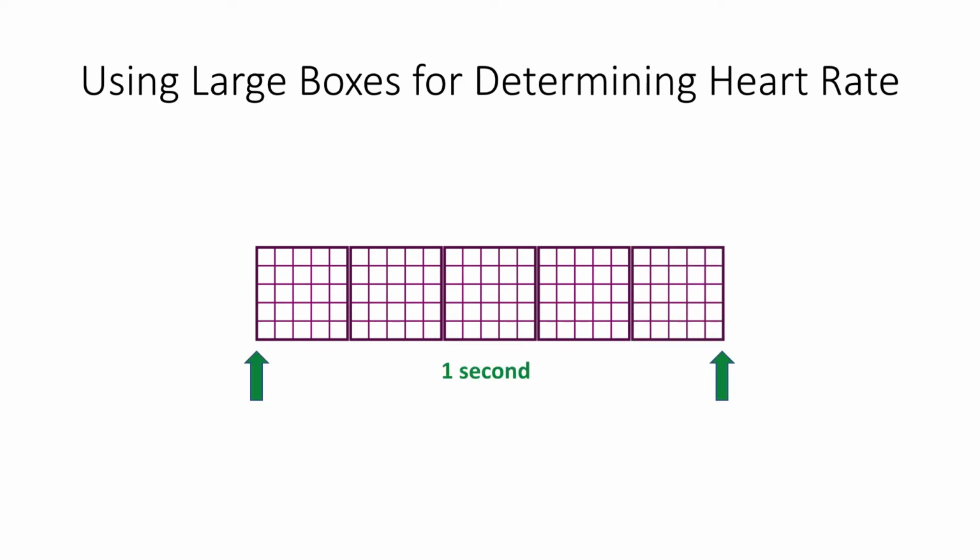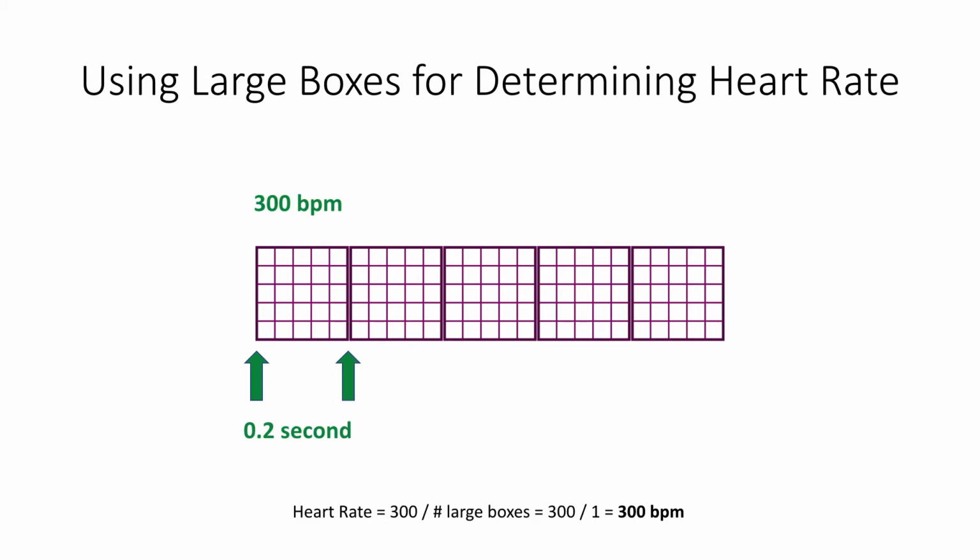So for example, if an event recurs every 5 large boxes, then it occurs once per second. This is also called 1 hertz. If an event occurs more rapidly, say once every large box, then this would be 300 beats per minute. The way we calculate the heart rate is to take 300 and divide this by the number of large boxes. So 300 divided by 1 large box equals 300 beats per minute.